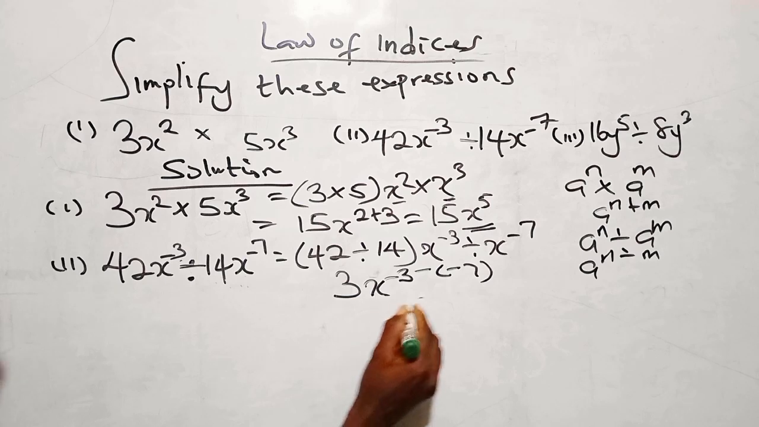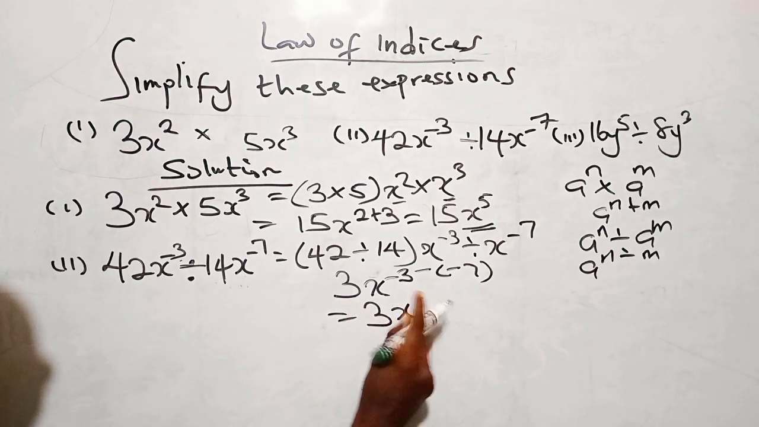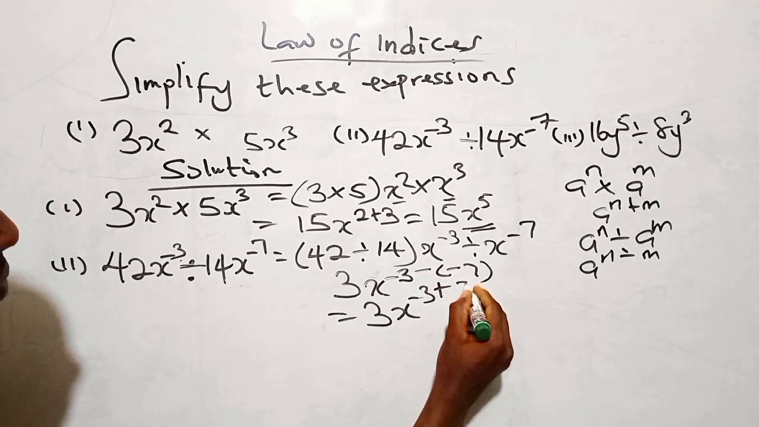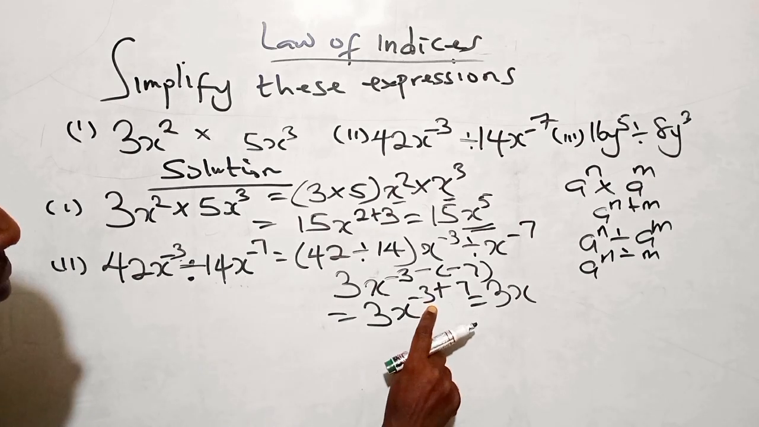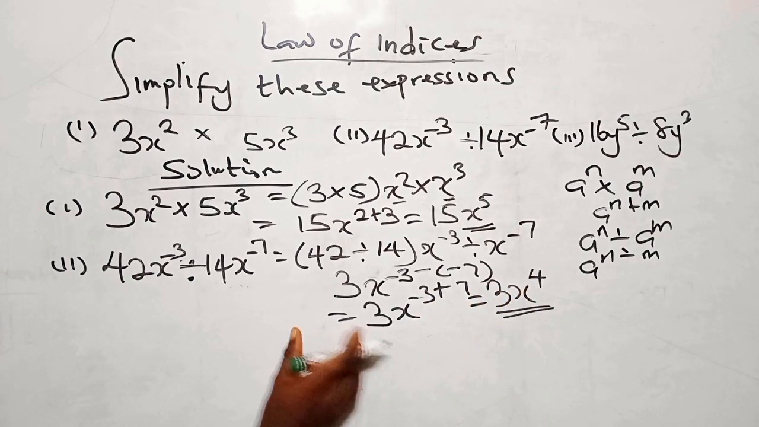7. So we resolve this to have 3x. This is minus 3, and minus and minus is plus 7. So here we have 3x raised to power minus 3 plus 7. That is 3x raised to power 4.